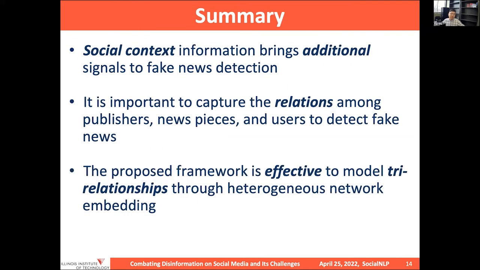Okay, great. To summarize this work, we show that social context information brings additional signals to fake news detection in addition to the news content, right? And we show that it is very important to capture the relations among different actors, among these publishers, news pieces, and users to detect fake news. And the proposed framework is effective to model the triangulation through a heterogeneous network, okay?